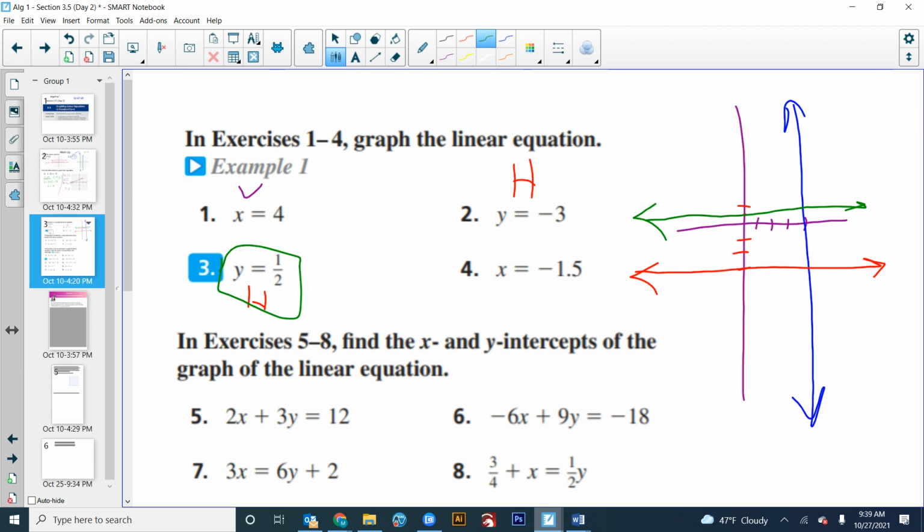Okay, x equals -1.5. What do you think, Mary? X equals -1.5. Vertical or horizontal? Horizontal. Raise your hand for vertical. It's vertical. X equals something is vertical. So, Mary, I'm going to go over here. -1.5 is right here. All the x values on that are -1.5. It would be a vertical line.